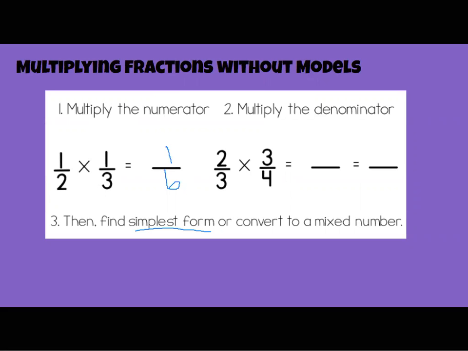All right, so here's our second example that we used the model to solve: 2/3 times 3/4. Step 1, we're going to multiply the numerators. 2 times 3 is 6. Then we're going to multiply the denominators. 3 times 4 is 12. Just like before, we know that 6 is half of 12. We can divide both of these numbers by 6. 6 divided by 6 is 1, and 12 divided by 6 is 2. So it reduces to 1/2. And that's exactly what we came up with when we used the model. So it doesn't matter if you use the model or you don't use the model, you should still come up with the same product.